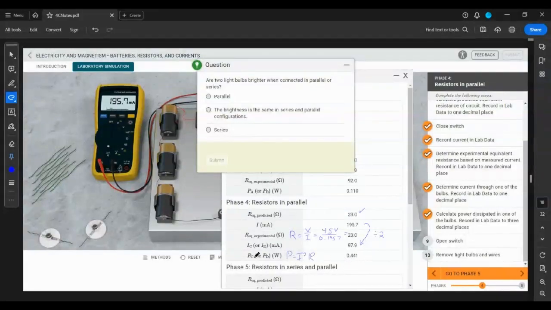And remember, we're looking at one light bulb at a time here, not the full values for the circuit. So for the one light bulb, the 97.9 milliamps divided by 1,000, or bump the decimal 3 times, is going to be 0.979 amps squared. Then the resistance of the one bulb is 46 ohms.